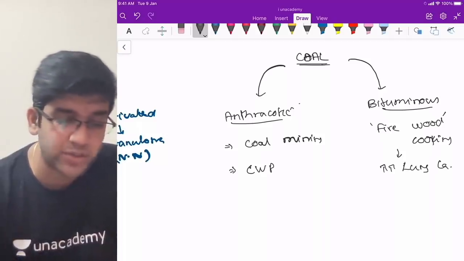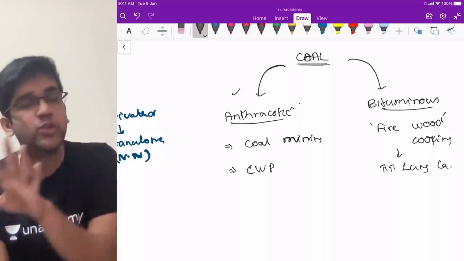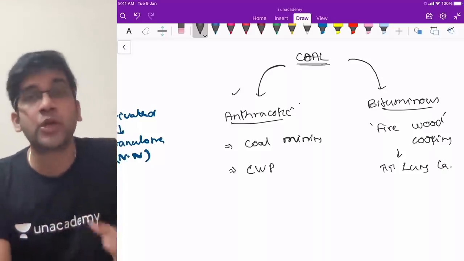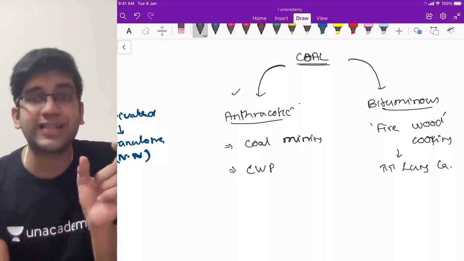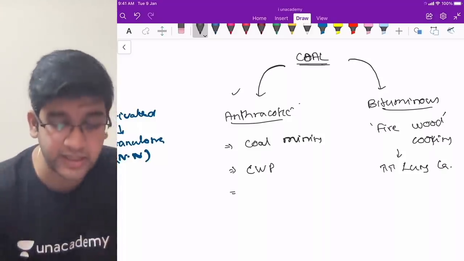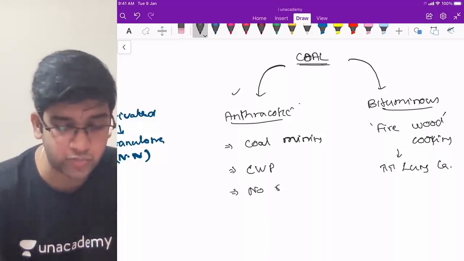Right, so if you have a question, will anthracosis lead to lung carcinoma? The answer is no. Coal workers pneumoconiosis does not lead to lung carcinoma because they are exposed to anthracite coal, which does not cause cancer. Right, here there is no increase in risk of lung carcinoma. That's an MCQ as well for you guys.